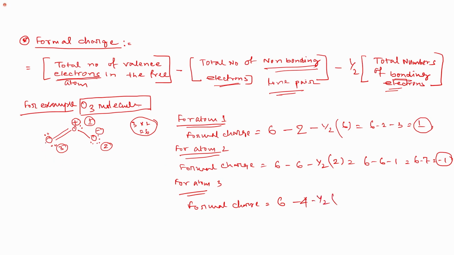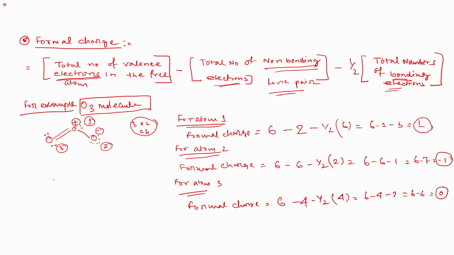Now if you see this atom 3, it is making a double bond with oxygen atom 1. This double bond is 1 sigma and 1 pi. So this is a double bond, so bonding electrons equal 4. So 6 minus 4 minus 2 equals 6 minus 6 equals 0.